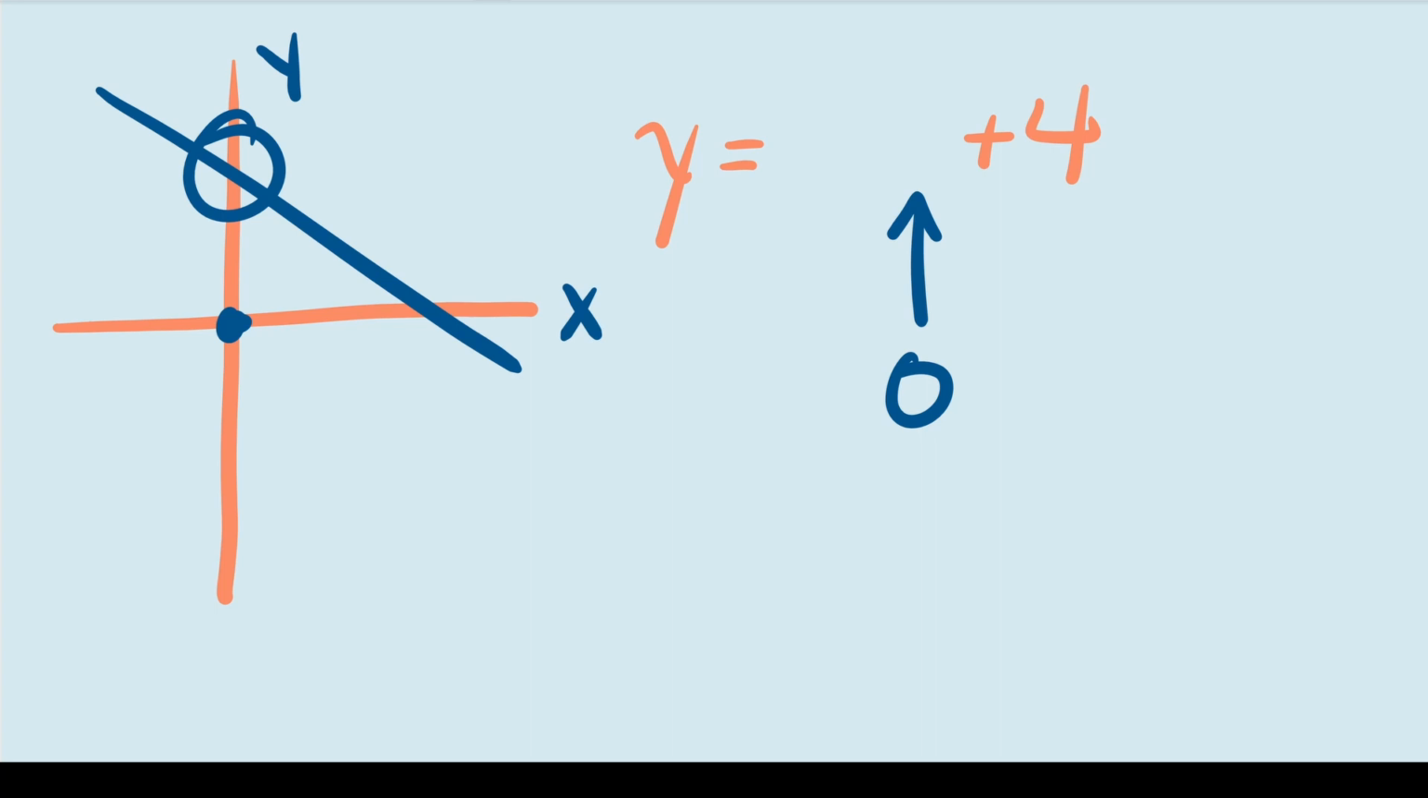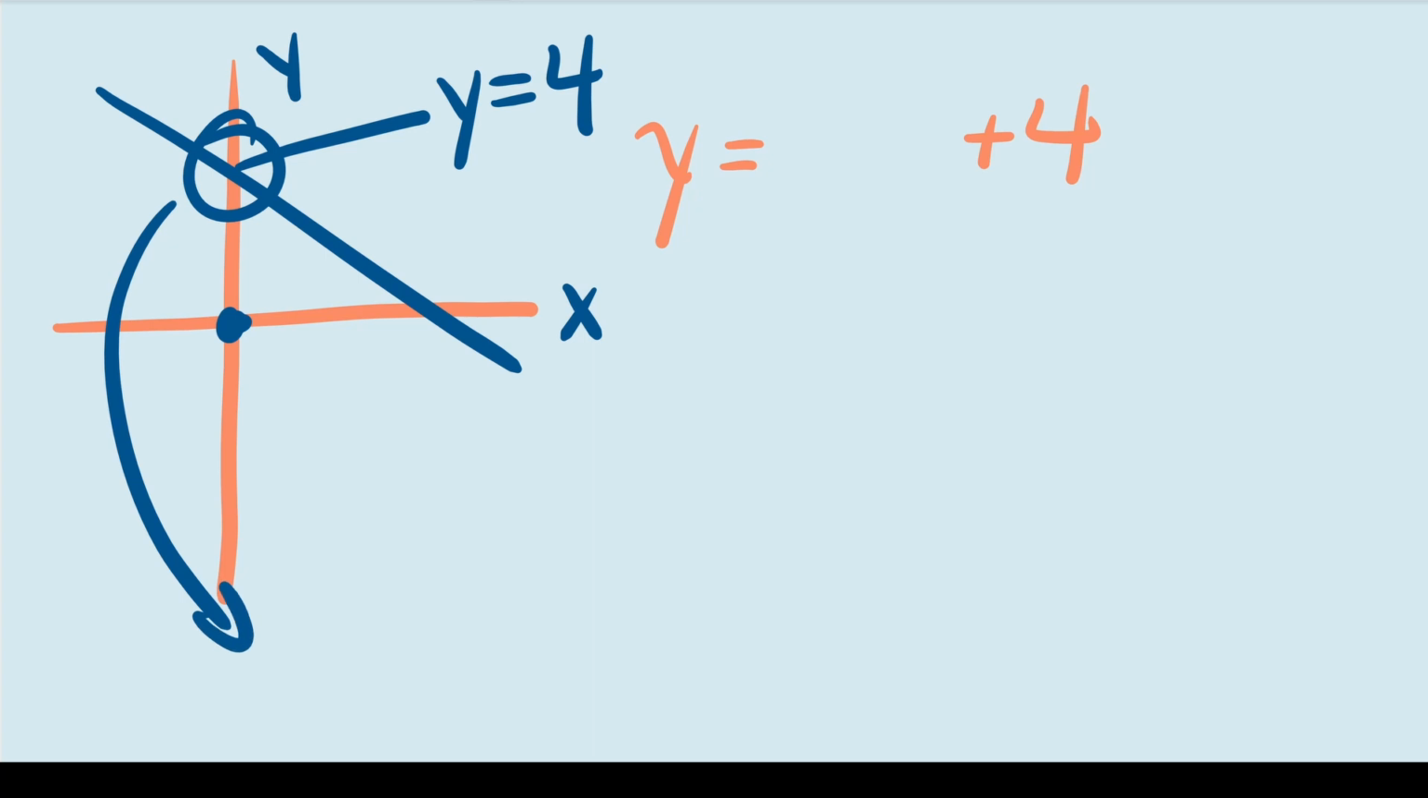So what does that give us? y equals positive 4. So that's our intercept. This point right here is at y equals 4. And the coordinate for that point would be (0, 4), because once again, that point is at x equals 0.